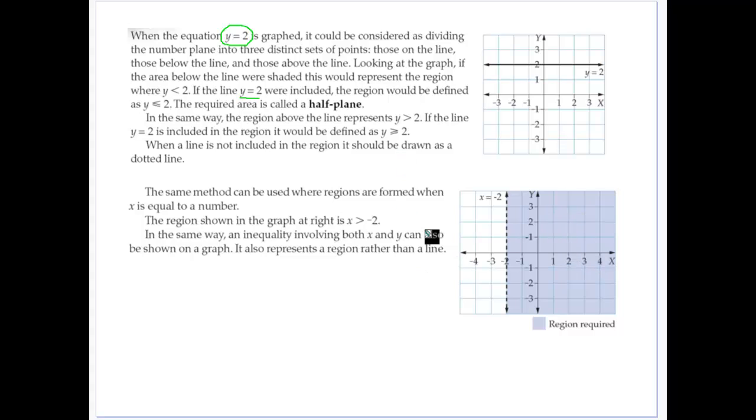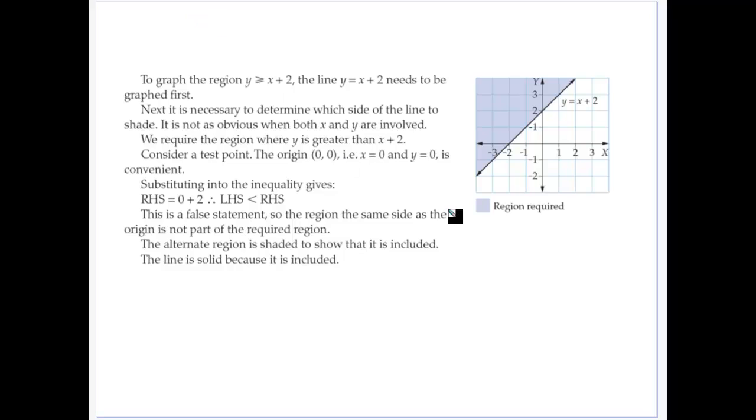So when we have a line, really, it's going to cut our plane in half as such. And that's where we get the idea of a half plane, because one side of the line is shaded, the other one isn't. We look at the next example here. y is greater than or equal to x plus 2. So what we need to do is graph this first. So we graph the line y is equal to x plus 2. Now it's equal to, so that's why it's solid. Then we have to determine, well, which side is going to be shaded.